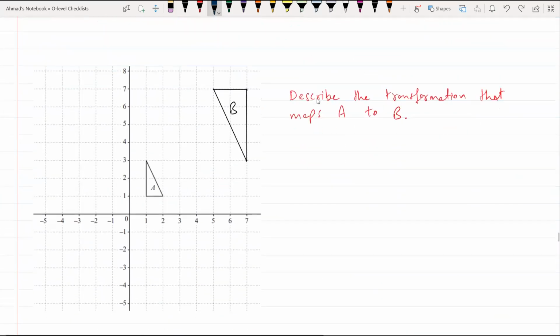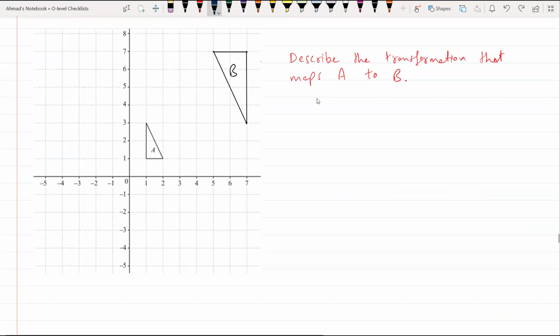ठीक है, अच्छा, so let's say you have this figure A and B. You have to describe the transformation that maps A onto B. How do you do this? आपको नजर आ रहा है कि the size is changing, so this is going to be enlargement. That much we understand. However, we have to describe this enlargement now. So you have to tell two things: what is the center and what is the scale factor. So I would recommend you find the center first. That will make it easier for you to think about the scale factor's sign.